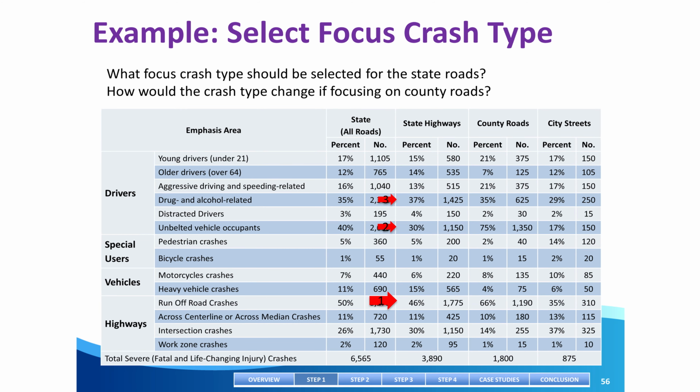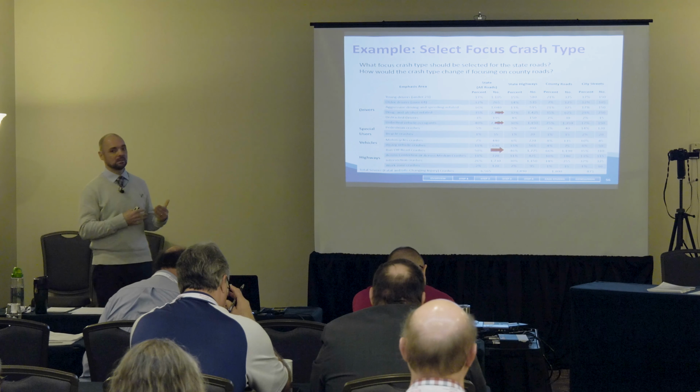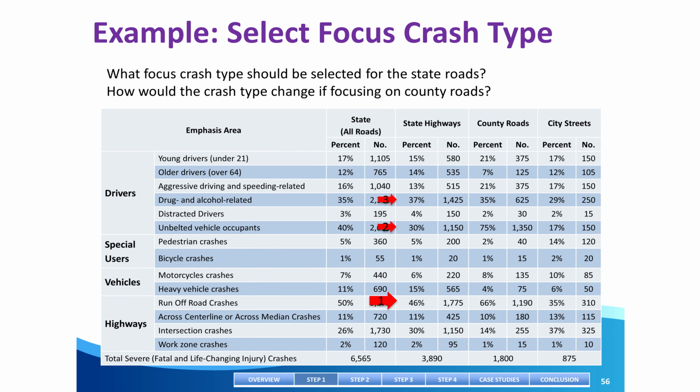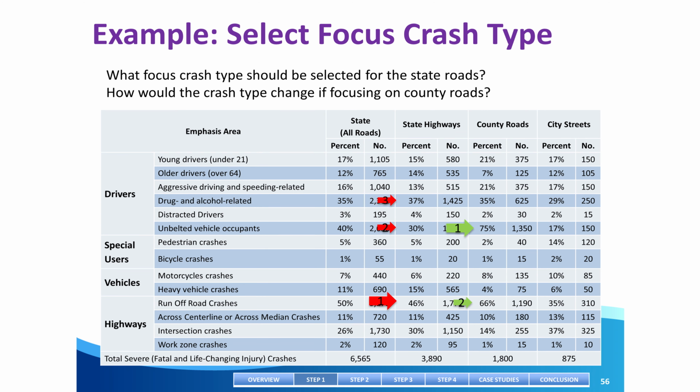How would this change if we were focused on the county system? So I said statewide may not be the same as your local county. Wow. Yeah, it's a big difference. The unbelted jumps big time for the county roads here. 75% of these crashes are related to unbelted occupants. So that may be a focus, and that very well could be. So now we need to partner with our folks in education and the enforcement and have some targeted campaigns perhaps to address these unbelted. But from an engineering perspective, we may still be focused on run-off-the-road crashes.